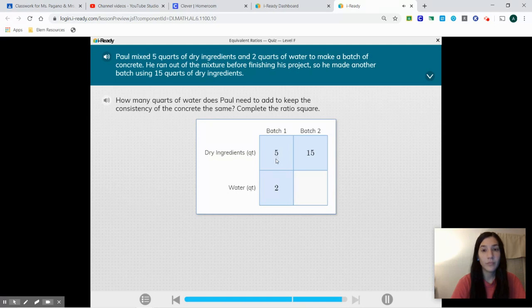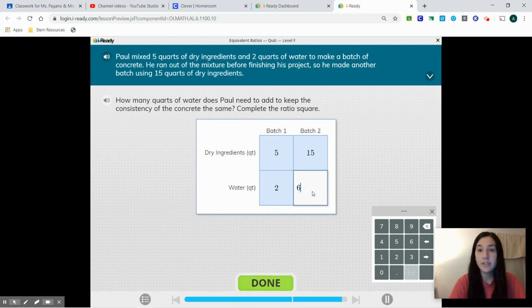Complete the ratio square. So we're going from batch 1 to batch 2. We see that to get from batch 1 to batch 2, we have to multiply by 3. So 2 times 3 will give us 6.